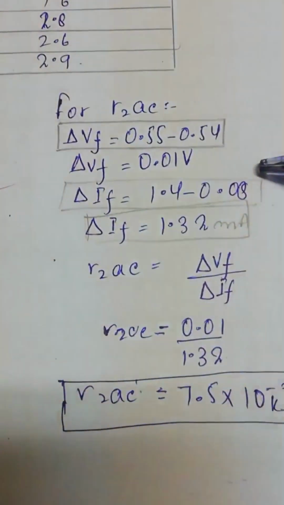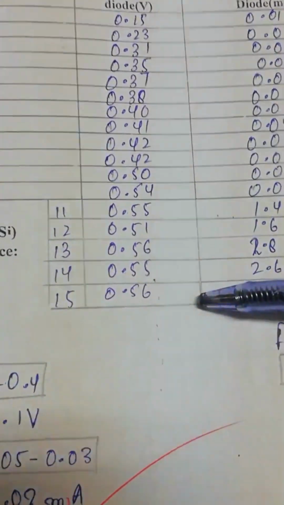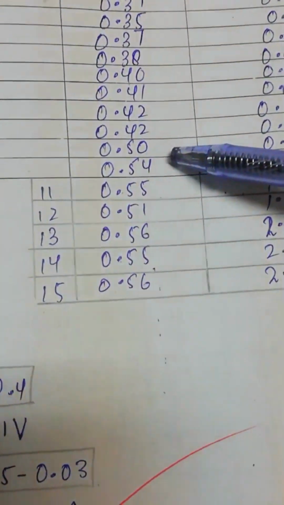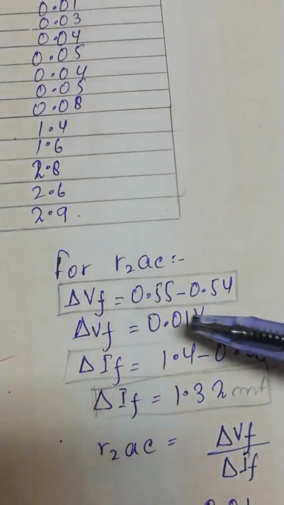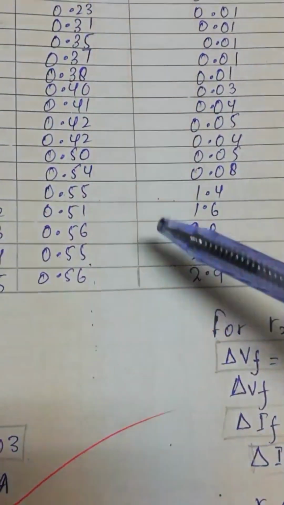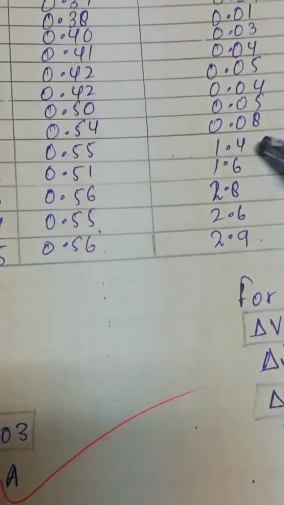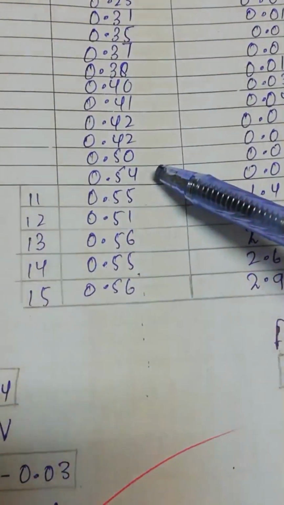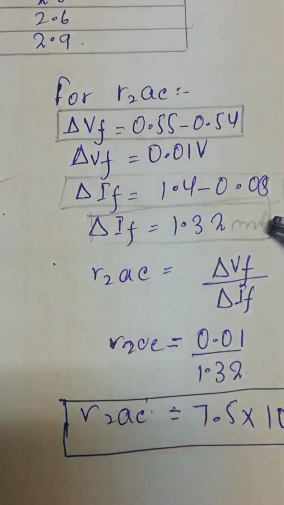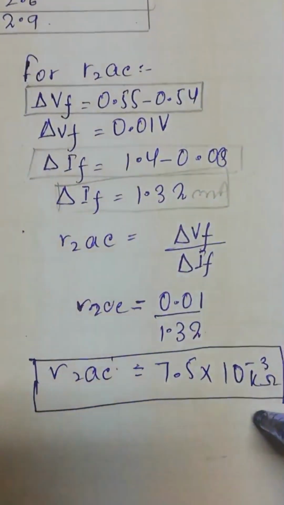Now after that you are going to find dynamic resistance. Now how are you going to find dynamic resistance? You will select any two consecutive values of voltages from this table. Like here we have selected this value and this value of voltages across the diode. So here the change in voltage will be 0.55 minus 0.54, and it will give you 0.01 volts. Okay, now what about current? When voltage is 0.55 volts, current through the diode is 1.4 milliamperes, and when voltage is 0.54 volts, then current through the diode is 0.08 milliamperes. So the change in current will be this. Okay, now by applying Ohm's law you are going to find the value of dynamic resistance like this.